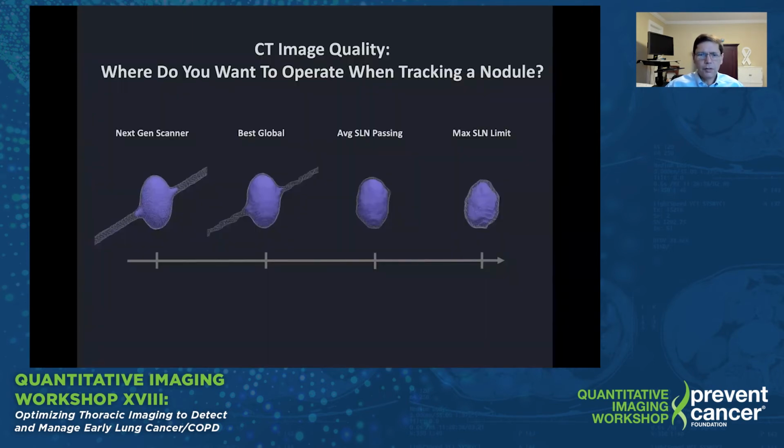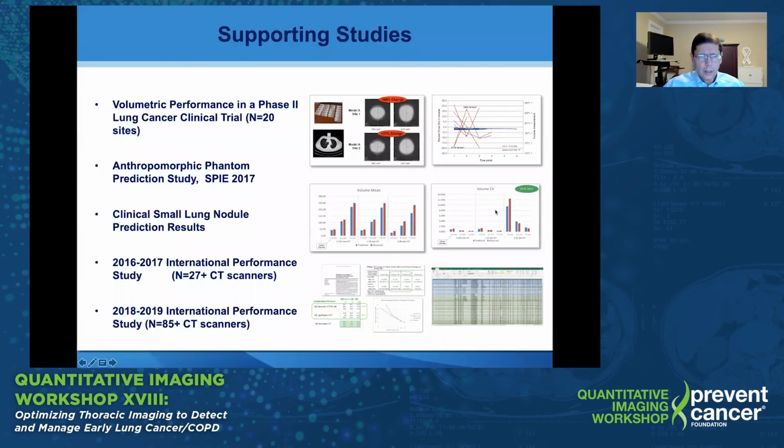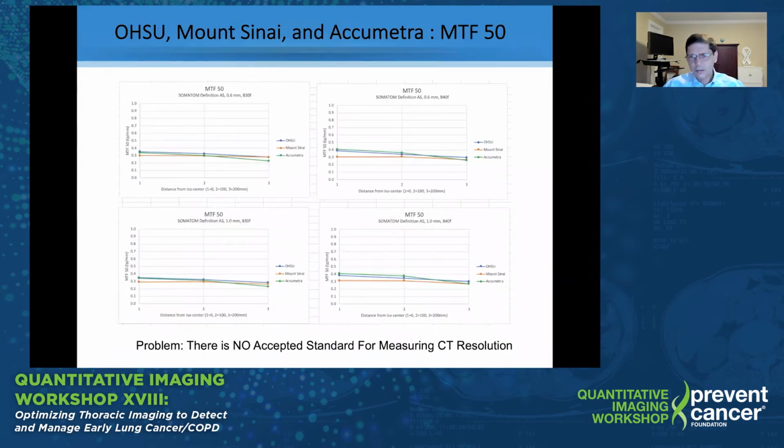And we produce visualizations like this to show what it would look like if you went on a future generation scanner with a certain object versus you went to the absolute limit of what our requirements suggest. So we've done lots of supporting studies on this. We have a recent study that just completed, indicating that we have very high quality, but there are no accepted standards that we can compare against for measuring 3D resolution. This is just a major, major problem.